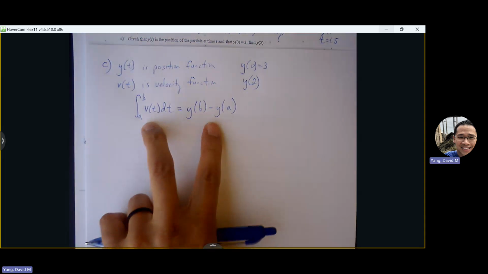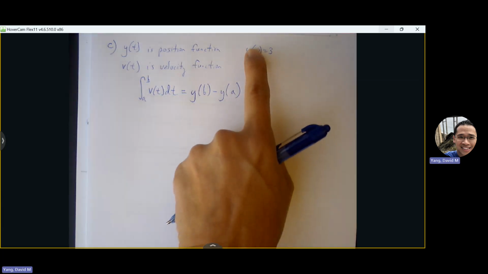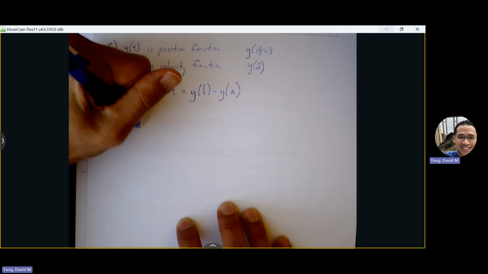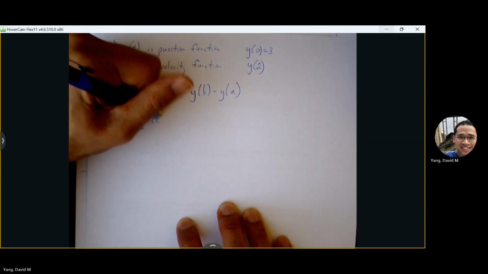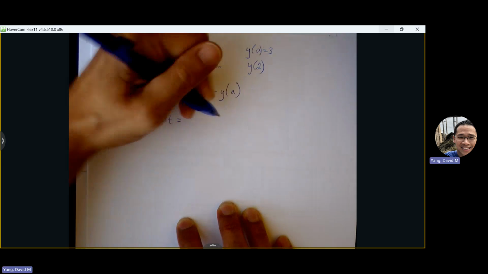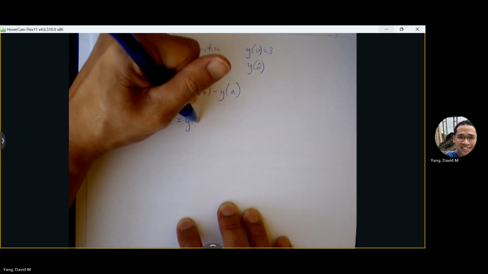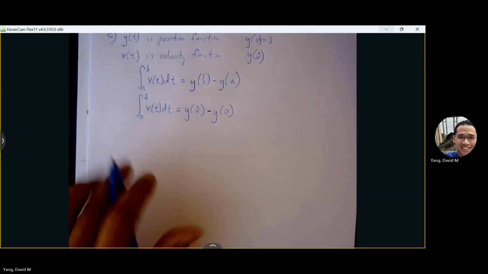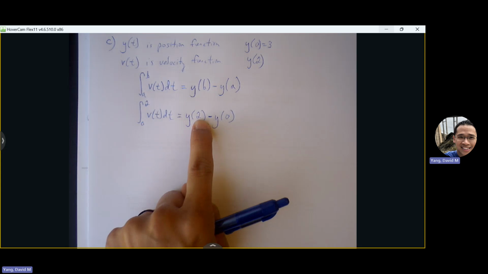Okay. So we know that this is our formula that we're using. We have our bounds 0 and 3, sorry, 0 and 2. So I'm just going to rewrite it using 0 and 2. And let's spell everything out, and then we can make our substitutions. So y of 0 we can replace with 3. y of 2 is the unknown.